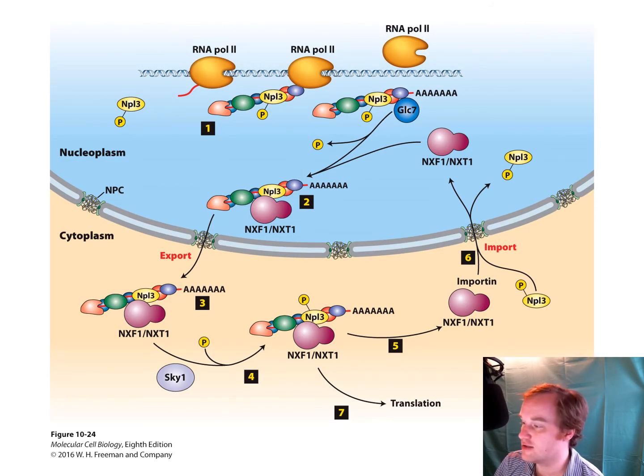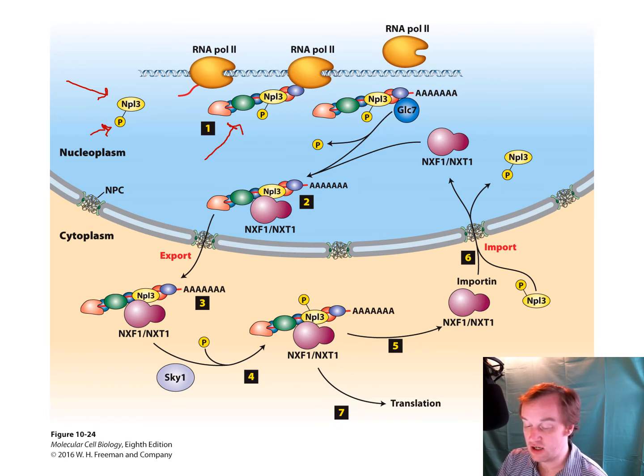Okay, let's look at how these proteins move to and fro across the nuclear membrane here. So we're going to look at NPL3, which is an adapter protein that is used to move these mRNPs across the membrane. And as you can see, it's phosphorylated here to start, and NPL3 will then bind to this RNA as it emerges from RNA polymerase II.